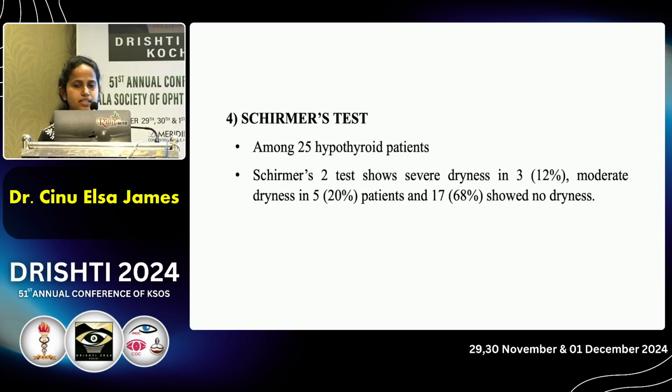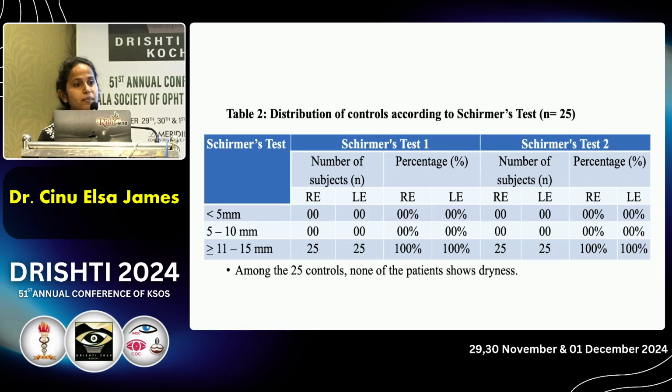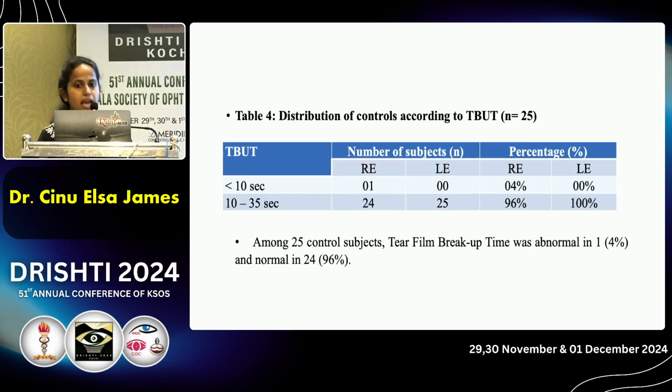Schirmer's test was done. In Schirmer's 2 test, 68% did not show any dryness, whereas 20% showed moderate dryness, and severe dryness was seen in 12%. Among the 25 controls, none of the patients showed dryness. Coming to the TBUT, the tear film breakup test, about 72% were normal, but the tear film breakup time was reduced in 28%. Among the controls, 4% showed abnormal TBUT, and 96% were normal.